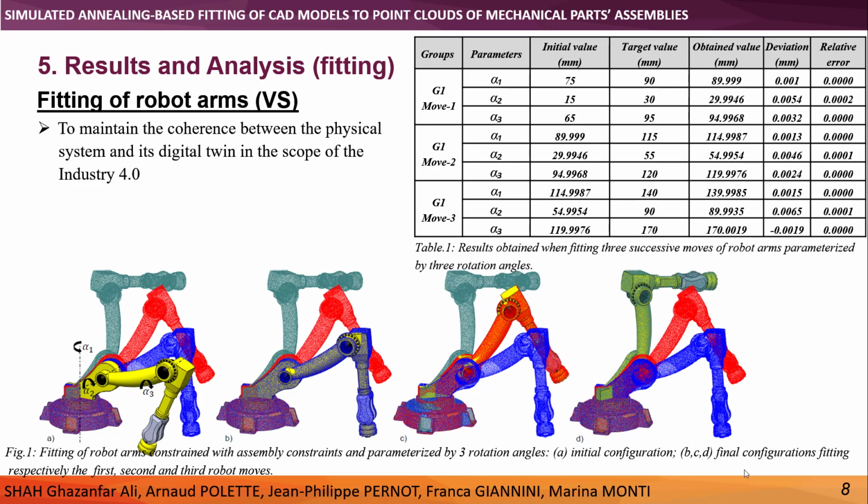So for the first set, the G1 or the move 1, the CAD template is prearranged, and then it is updated using three angles, alpha 1, alpha 2, and alpha 3. You can see the final obtained values, and deviations are quite low because these point clouds are also generated with the help of the ASCAN point cloud generation strategy, and the relative errors are also very, very low by the end of this process. So different positions have been tracked using our proposed methodology.